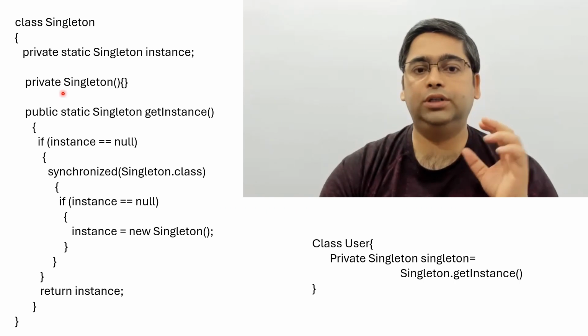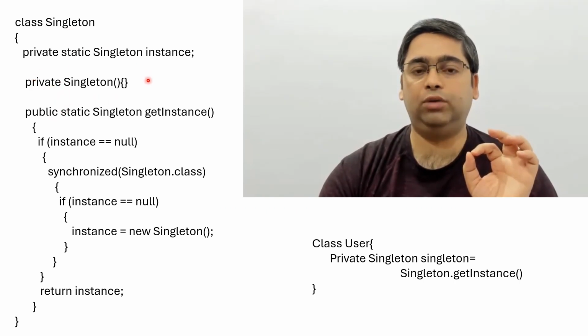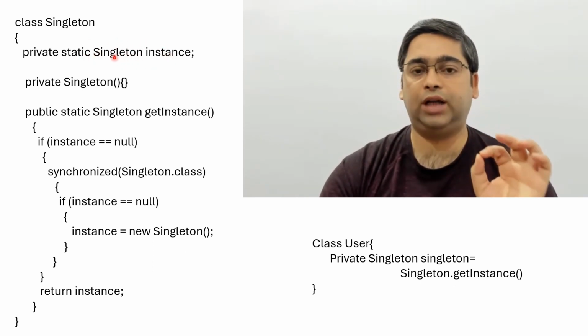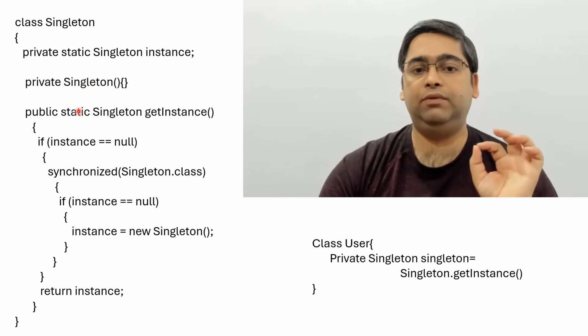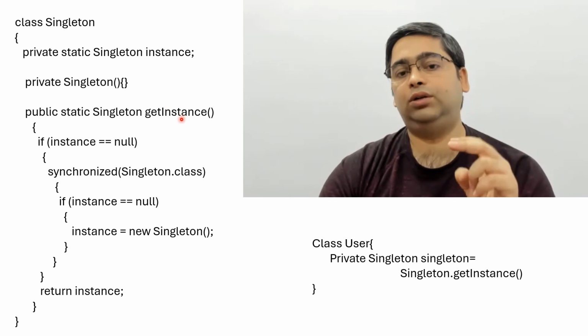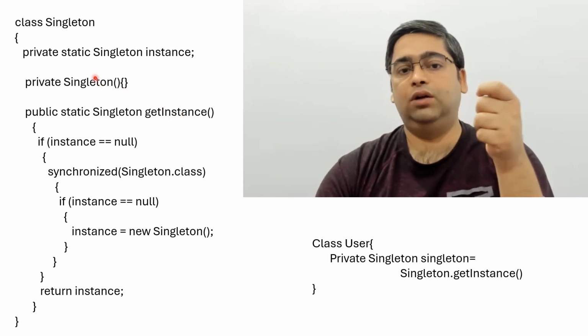What you will do is first make its constructor private, so it cannot be accessed from anywhere. Then we have a static variable of its own. So this instance variable is of the type singleton and it is static, and we have a static method getInstance, and we use this method to get the only instance for this class.